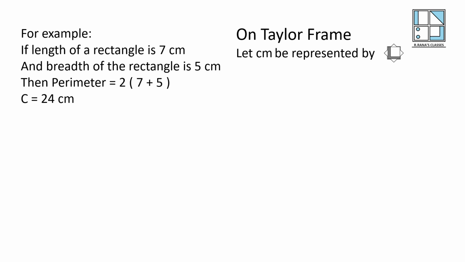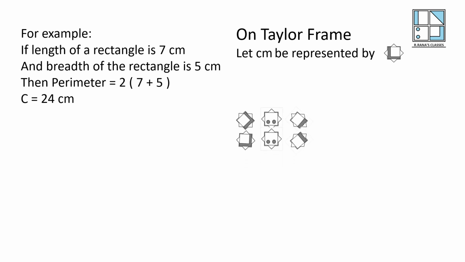For example, if the length of a rectangle is 7 centimeter and the breadth of the rectangle is 5 centimeter, then perimeter is equal to 2 into 7 plus 5, that is C is equal to 24 centimeter.